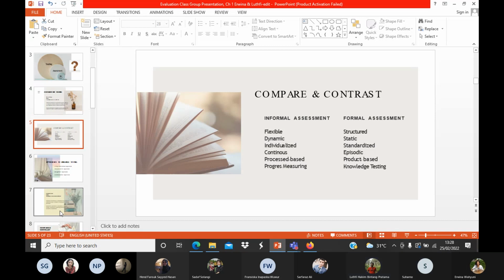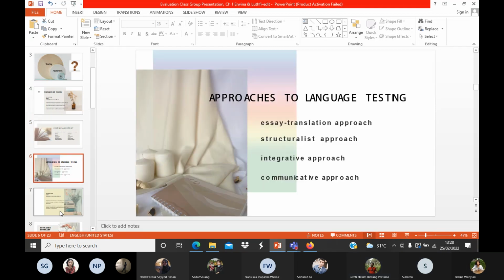Next. Approaches to language testing are divided into four. The first is the essay translation approach. The second is the structuralist approach and the integrative approach. And the last is the communicative approach. So what is the essay translation approach?